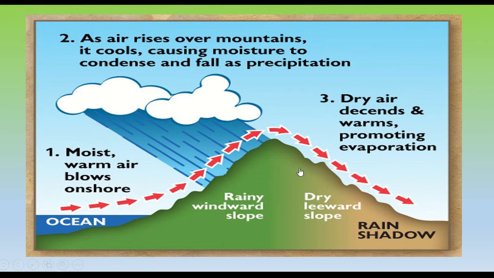So where you've got these high mountains, you can go up one side and it creates this wet windward slope, they call it. But as the rain and the moisture runs out, as it descends into the leeward slope, you get a very dry environment, the rain shadow effect.